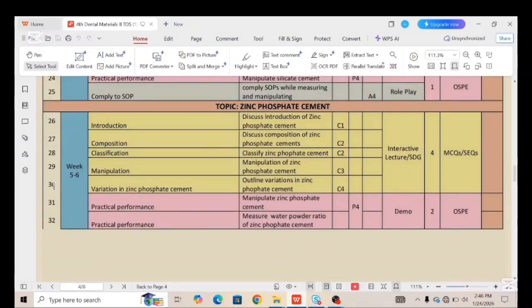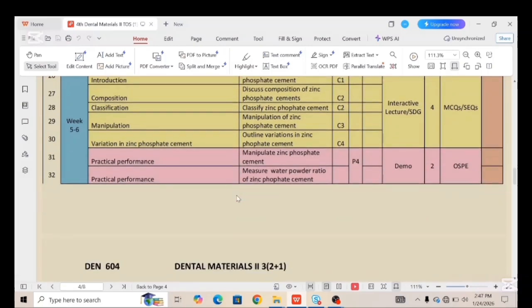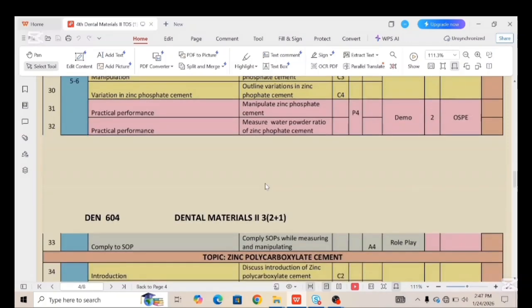is our week number 5 to 6 work, in which we will give the introduction of zinc phosphate cement, composition, classification, manipulation, variation in the zinc phosphate cement. Practical performance is manipulation of the zinc phosphate cement, measure water powder ratio of zinc phosphate cement.